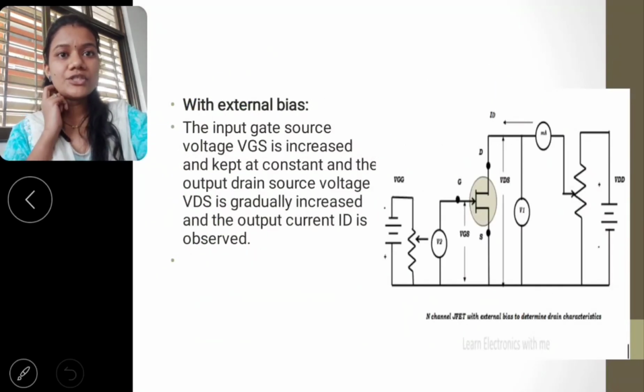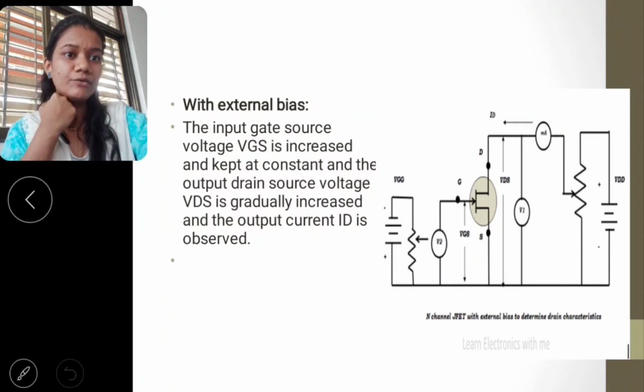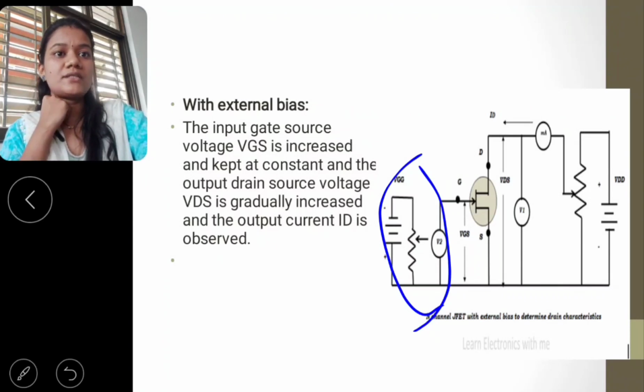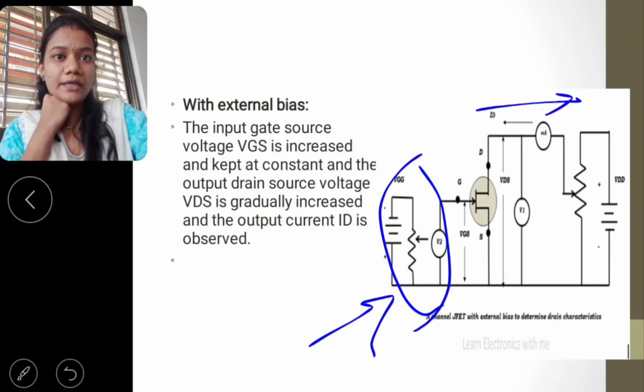So this is the condition when no external bias is applied. Now what happens if an external bias is applied? So this is the diagram for when we apply the external bias. So this is nothing but your external bias. When the input gate to source voltage is increased and kept constant, the output drain to source voltage is gradually increased. So ID is observed. When a voltage is given, the drain current starts flowing and it is observed.